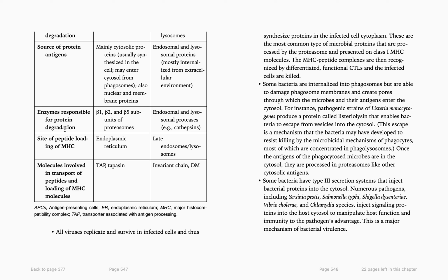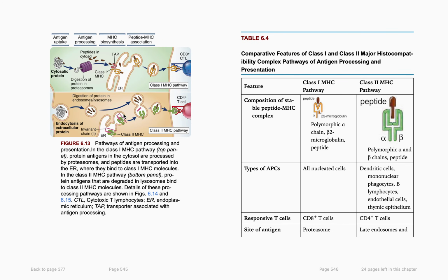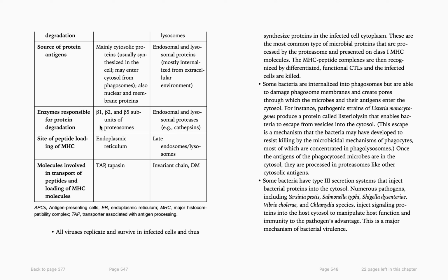Enzymes responsible for protein degradation: for MHC class 1, the enzyme responsible is the beta 1, beta 2, and beta 5 subunits of proteasomes. While in class 2, it is endosomal and lysosomal protease, these are cathepsins. The site of peptide loading of MHC: in MHC class 1 it is the endoplasmic reticulum. For MHC class 2, it is late endosomal, lysosomal.